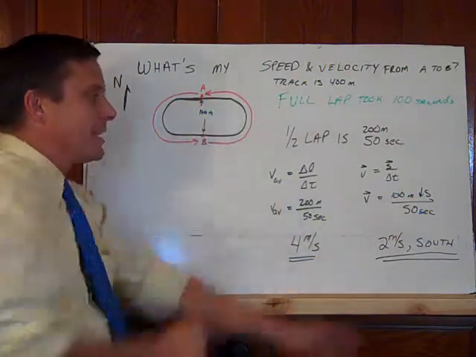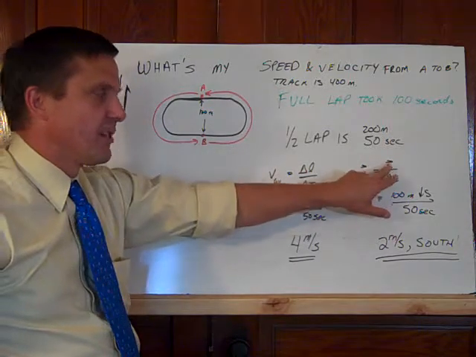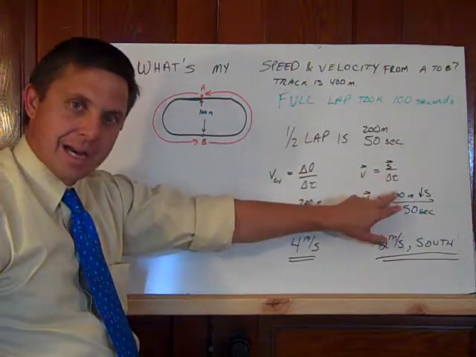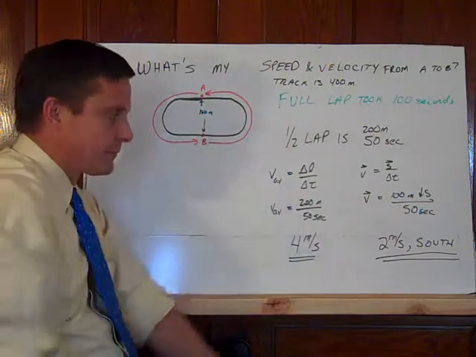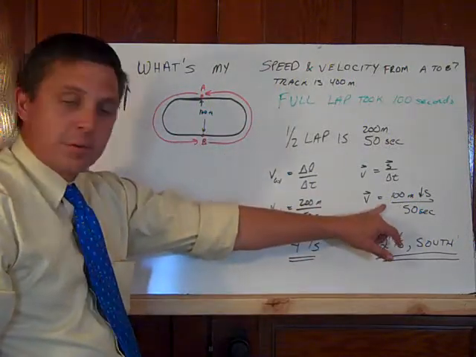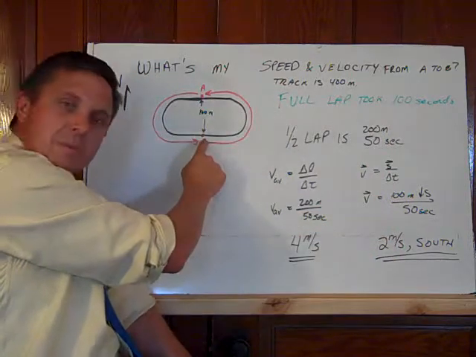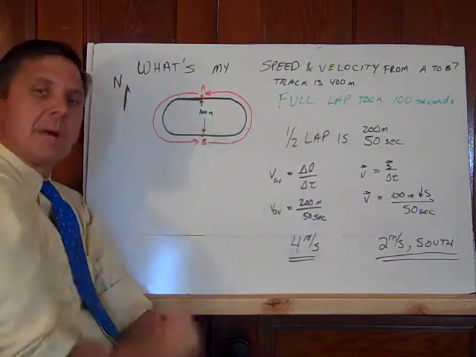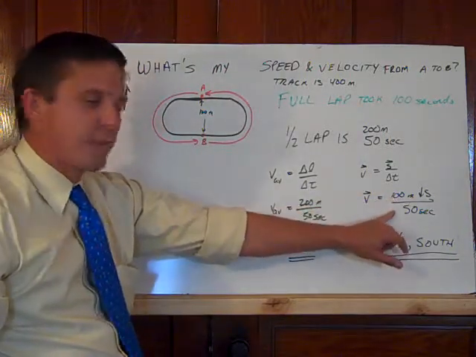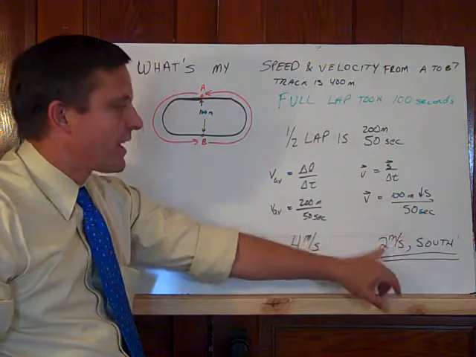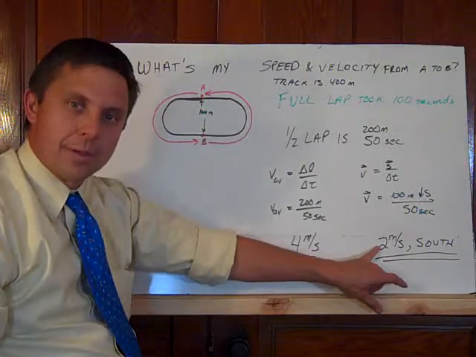At point B, my displacement, and again the formula for velocity is displacement divided by time. Displacement is how far away from the starting point you are to where you are. And I moved 100 meters from A to B, and it's due south, since I made the top of the board north. My displacement is 100 meters to the south over 50 seconds. So my velocity is 2 meters per second to the south.